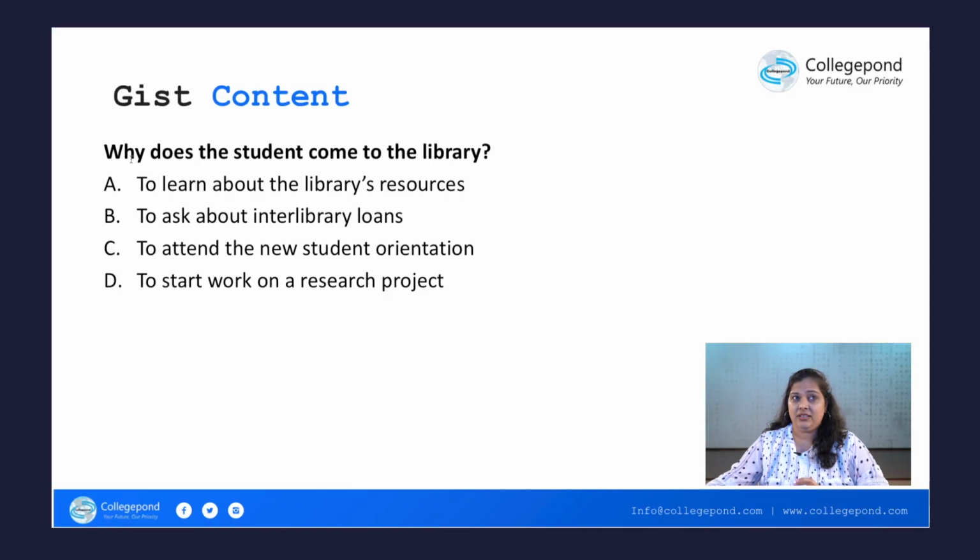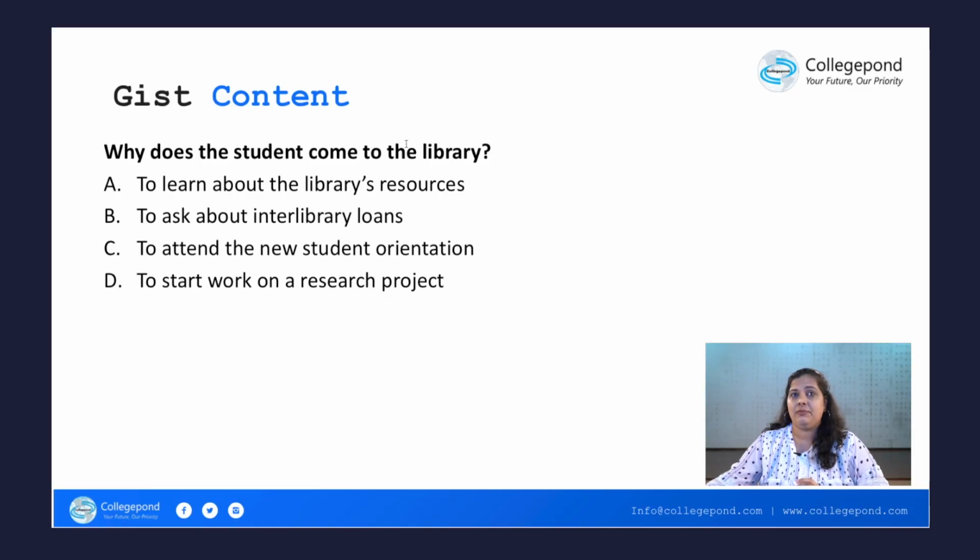The next type of purpose question is the gist content type of question. It's slightly different from the gist purpose type of question in that gist purpose is about the overall purpose of the whole conversation, right? But gist content is about the purpose of a particular speaker. To look at how we should answer these questions, let's look at the questions again.